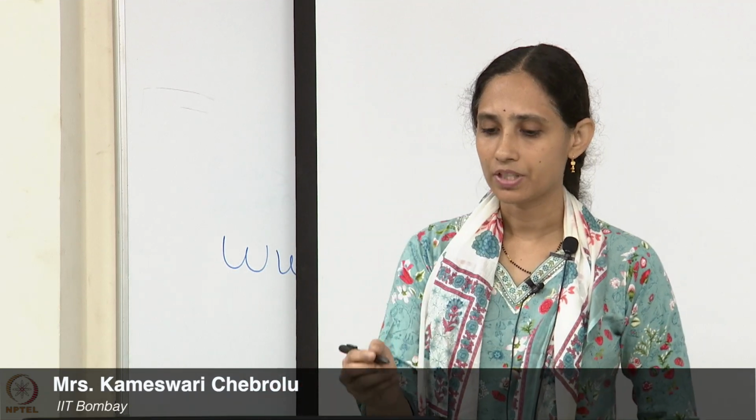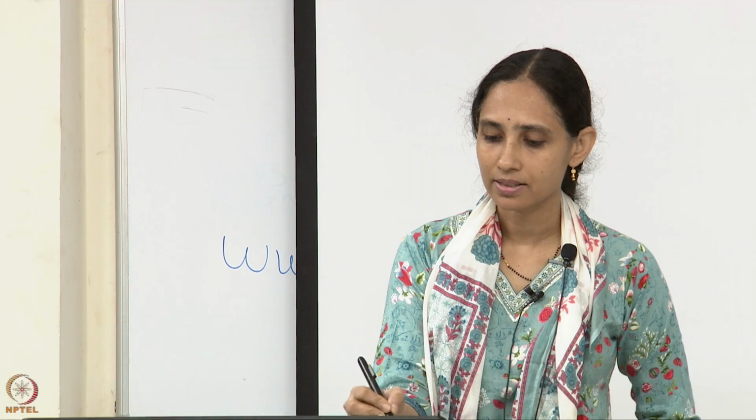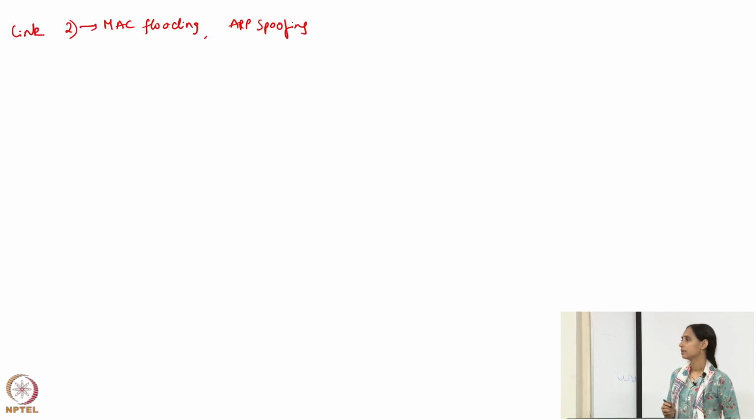Okay, so we are done with link layer. What we have seen at the link layer are two attacks. One is this MAC flooding attack, and then we also saw ARP spoofing. So these two attacks are at the link layer.